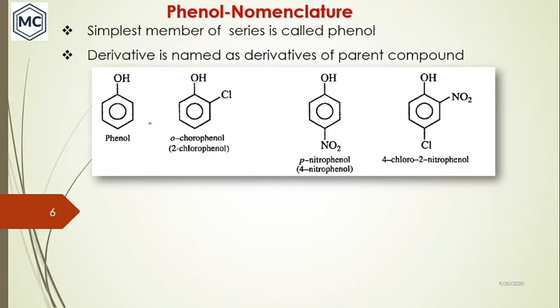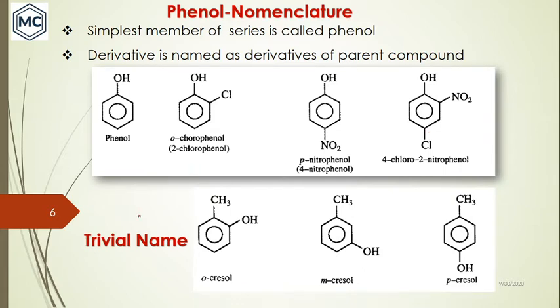Okay, next one is nomenclature, and the simplest member of the series is phenol. A derivative is usually named as a derivative of the parent compound. This is the parent compound phenol, and the chloro derivative you have to name as 2-chlorophenol. Next is para-nitrophenol, also called 4-nitrophenol. And the next one is 4-chloro-2-nitrophenol.